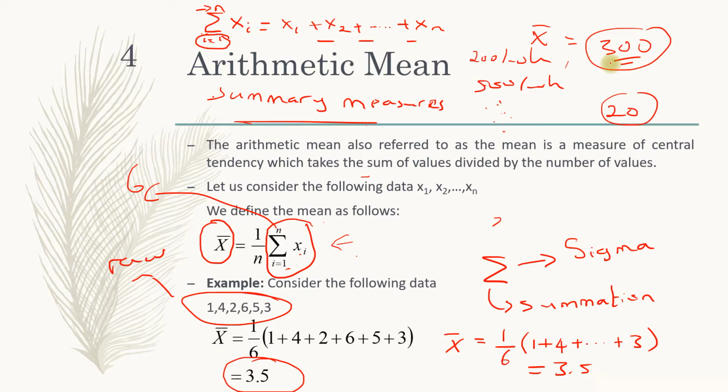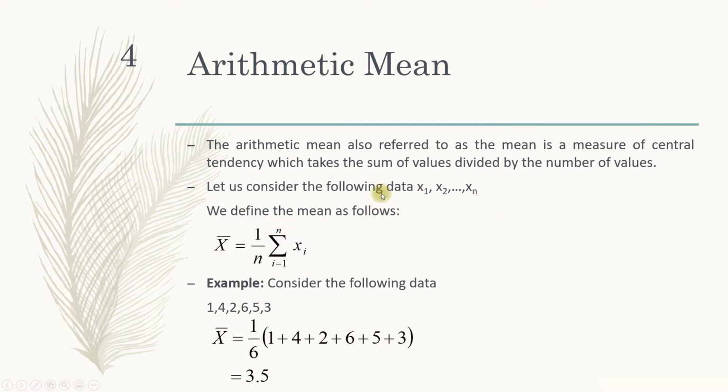Another way of looking at it is that 300 represents the point of balance. What does it mean by point of balance? I'll take another example to illustrate that. A simple example to illustrate the point of balance. There are two interpretations to the mean. Let's suppose you've got a set of values that I'm going to put on a scale. 2, 4, and then 6.